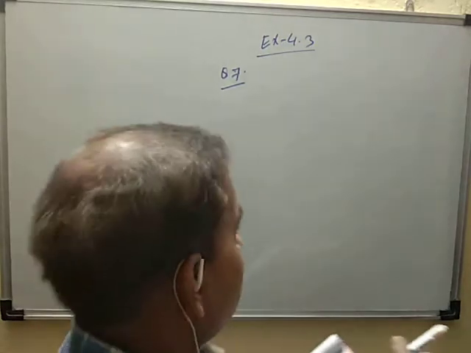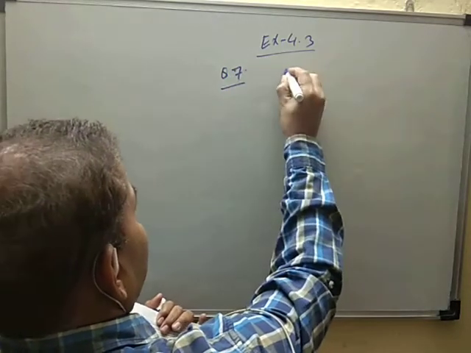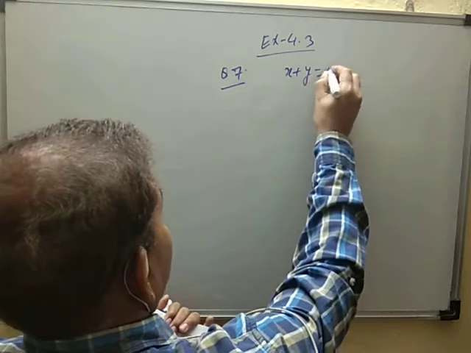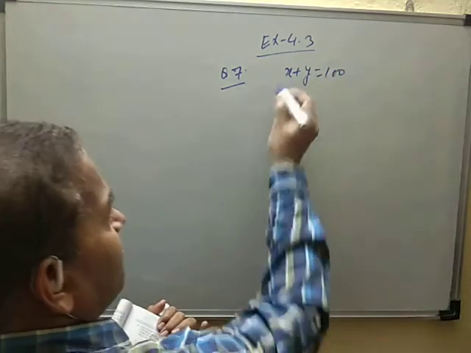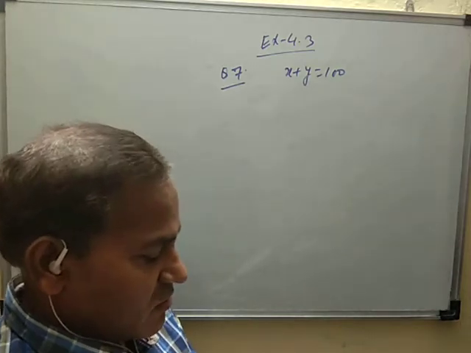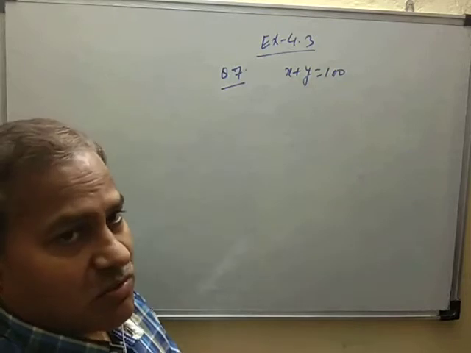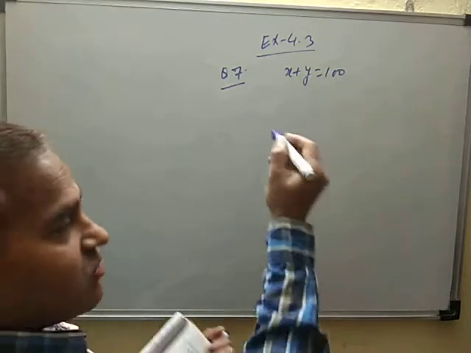Now, question number 7. The equation is x plus y is equal to 100, where x is the contribution of Yamini and y is the contribution of Fatima. You can draw its graph.